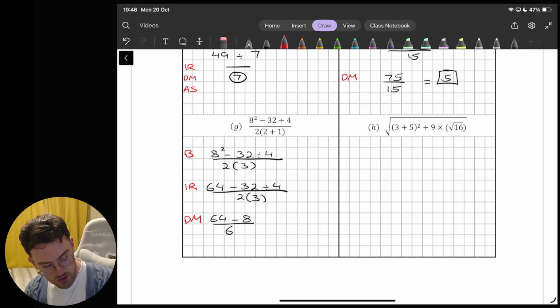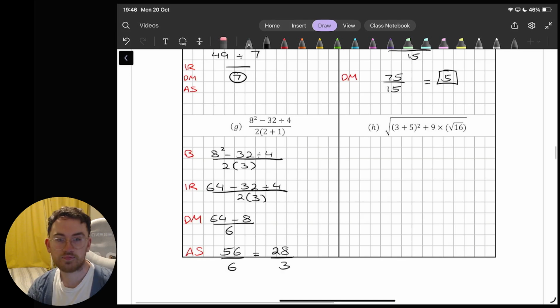Adding and subtracting should be next. So adding and subtracting there, 64 minus 8 is 56 over 6 here. And we can't go much further than that, I don't think. We can get down to 28 over 3.